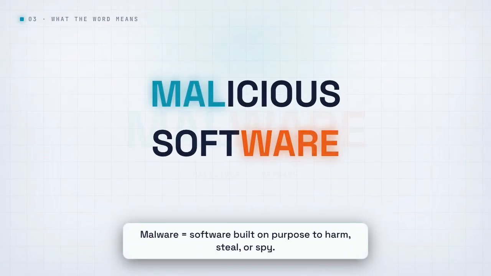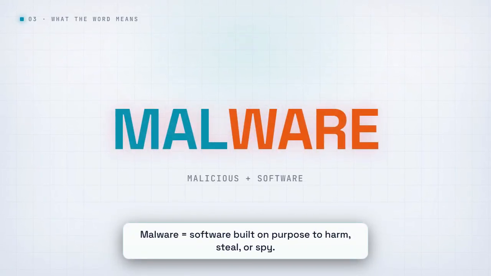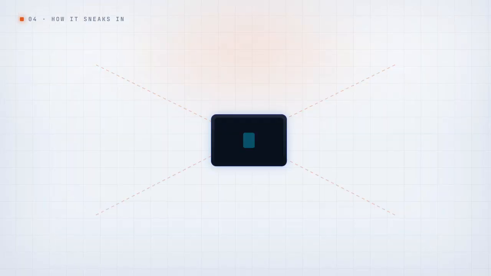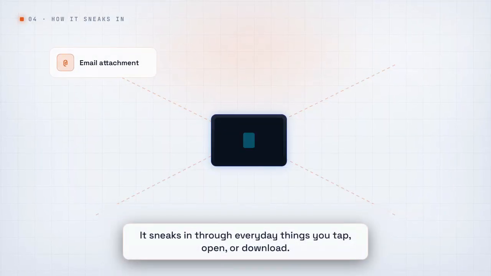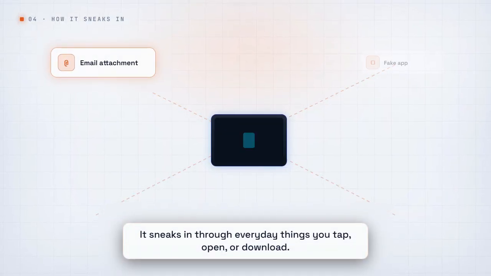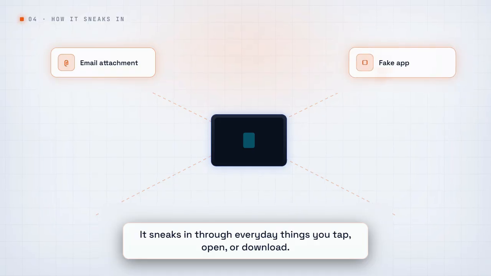The word is simple, two parts. Malicious, meaning harmful, and software. Put them together and you get malware. Software built on purpose to harm you, steal from you, or spy on you.